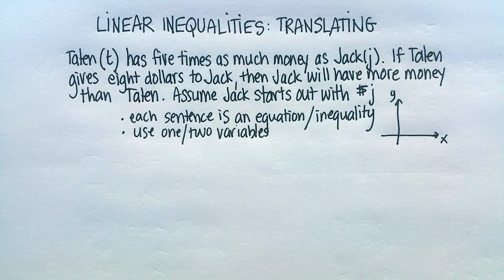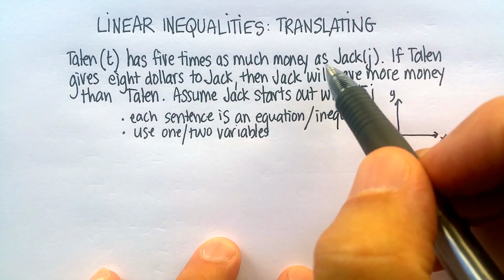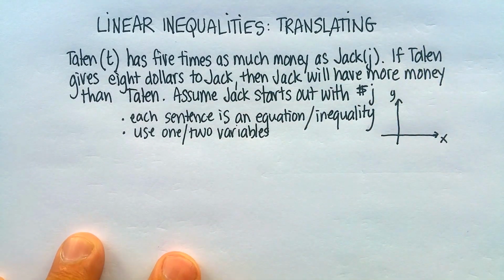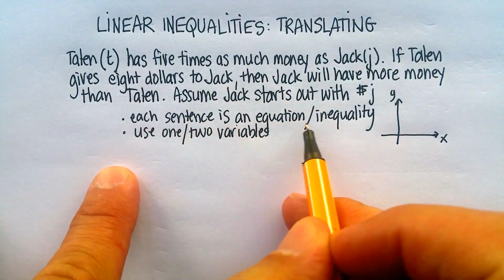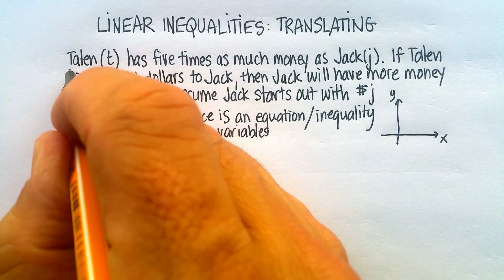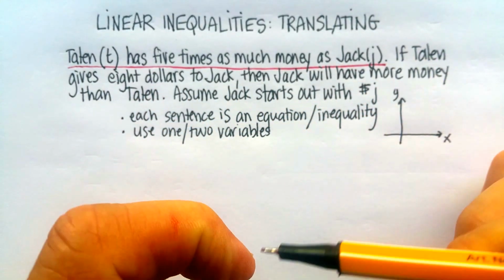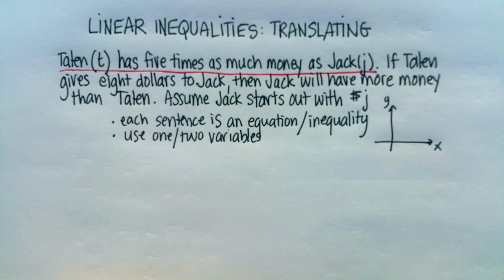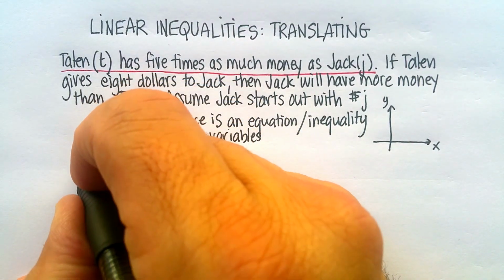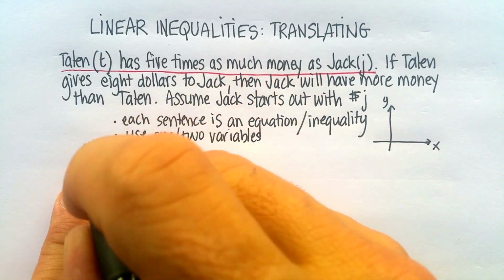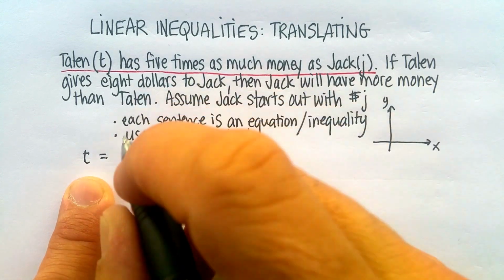Okay, so let's get started. We said that Tayden has 5 times as much money as Jack. How would I translate that? Let me just go ahead and outline that. If we keep to that each sentence is an inequality or an equation, right? This might be one equation for us. Let's take a look. Translate it right across. Tayden, T, has, which we know is an equal, 5 times as much money as Jack.